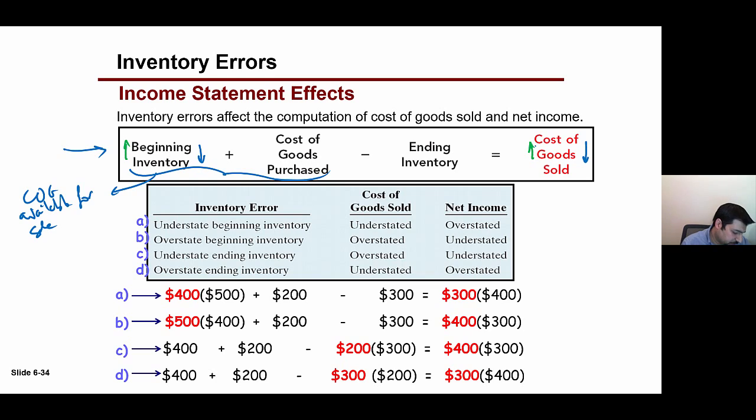Let's look at the examples here. This is the correct number, this is the wrong number. Those are the correct ones. When we understated beginning inventory, we have actually understated the cost of goods sold, and vice versa. When we have overstated beginning inventory, this is beginning inventory and this is beginning inventory, we have also overstated the cost of goods sold. As a result, we would understate our net income.